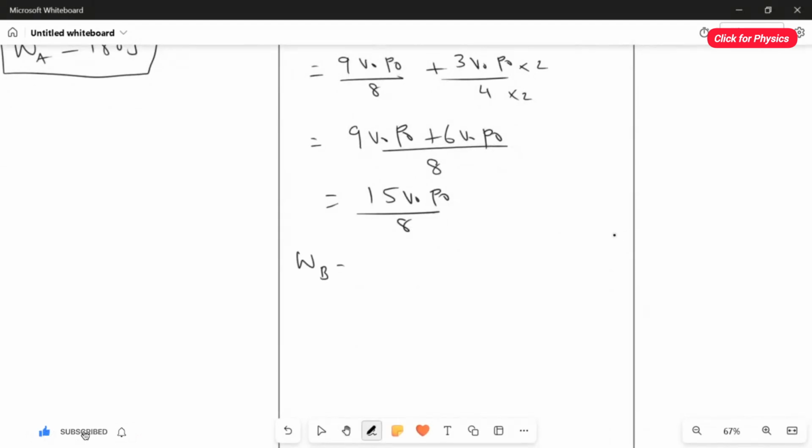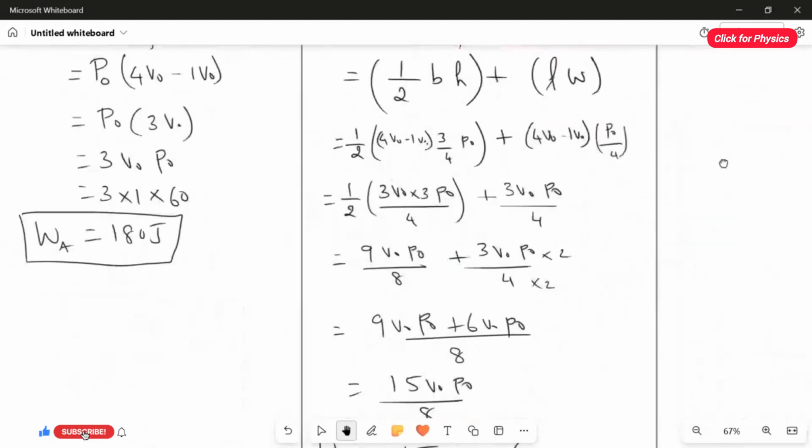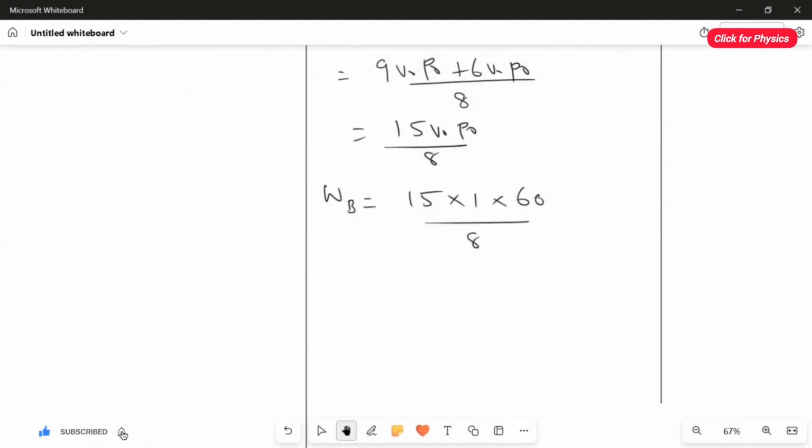So the work done by path B is equal to 15. The value of V naught in the question they mentioned is 1 cubic meter, and the pressure is 60 over 8. So let's see what the answer is. So 15 multiplied by 60 divided by 8. Let's just go back to the question to confirm the value of V naught and P naught. Yes, 160, right. So 15 multiplied by 160 divided by 8. I got the answer here as W_B, which is equal to 112.5 joules. So this is the answer for part B.